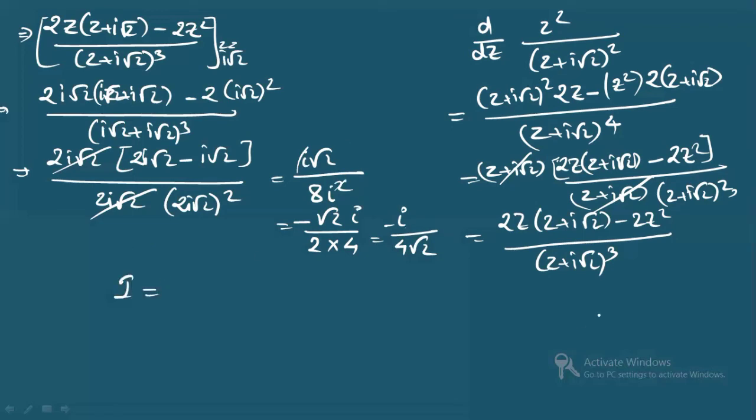So it is lying at z equals i root 2. It is lying on the imaginary axis. So the integral is 2 pi into the sum of residues. So there is only one residue, minus i by 4 root 2.